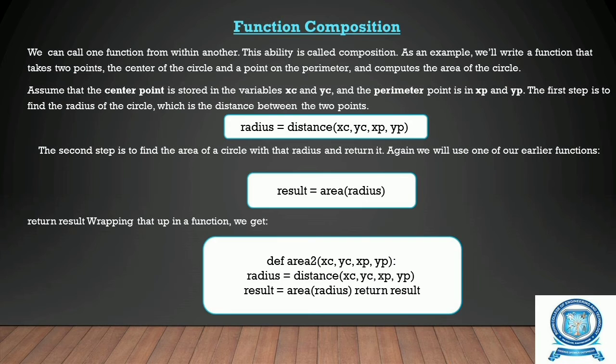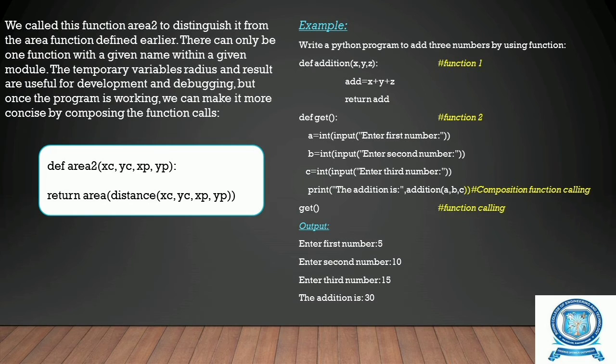Function composition. We can call one function from within another function. This ability to call one function from another function is called composition. As an example, we will write a function that takes 2 points, the center of a circle and a point on the perimeter, and it computes the area of the circle. Assume that the center point is stored in the variables xc and yc, and the perimeter point is in xp and yp. The first step is to find the radius of the circle, which is the distance between the 2 points. So radius is equal to distance of xc, yc, xp, yp. The second step is to find the area of the circle with the radius and then return it.